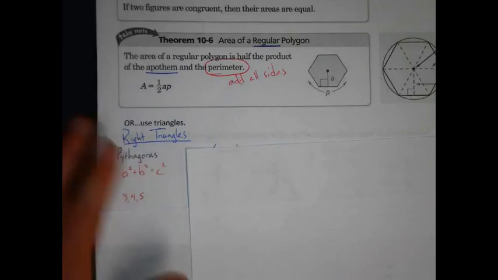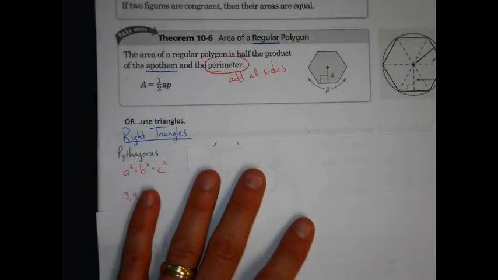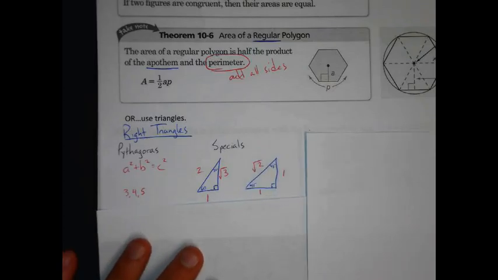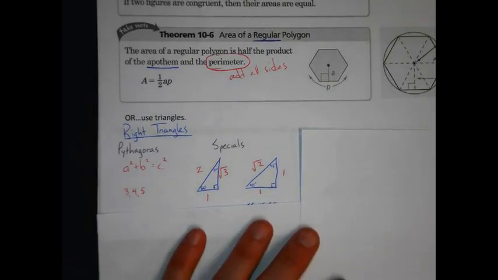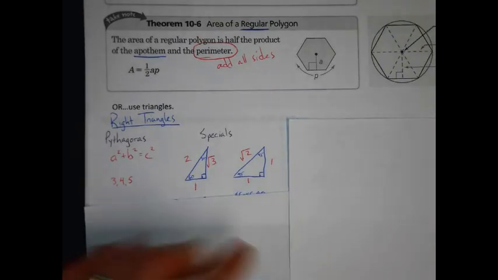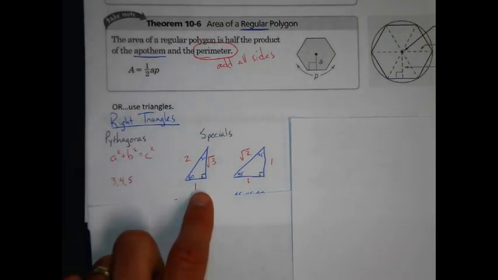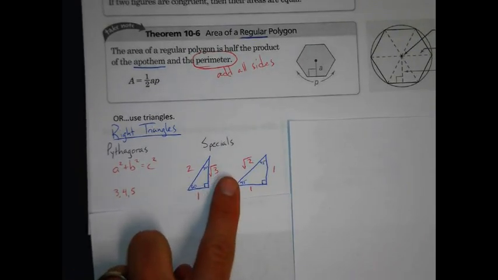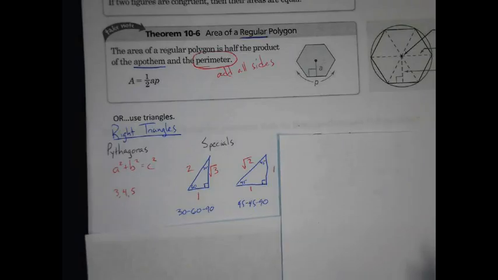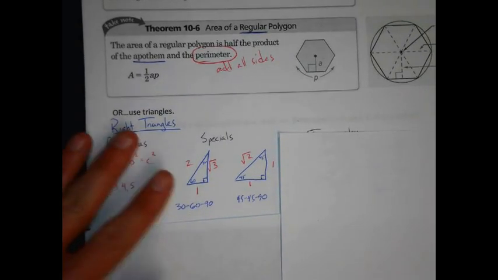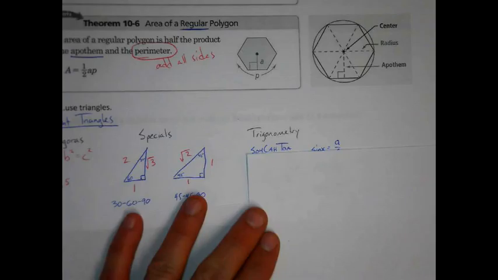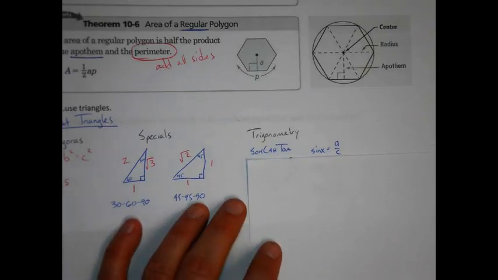But we've got to remember, if we're talking about using triangles to come up with area, what is cool about right triangles? Aside from the Pythagorean theorem, we also have special right triangles. Okay, so special right triangles are the 30, 60, 90 triangle, where the short leg is half the hypotenuse, and the long leg is the short leg times the square root of 3. And the 45, 45, 90 right triangle, where our legs are congruent and the hypotenuse is the leg times the square root of 2. So we have our special right triangles to recall, and we also have trigonometry to recall.